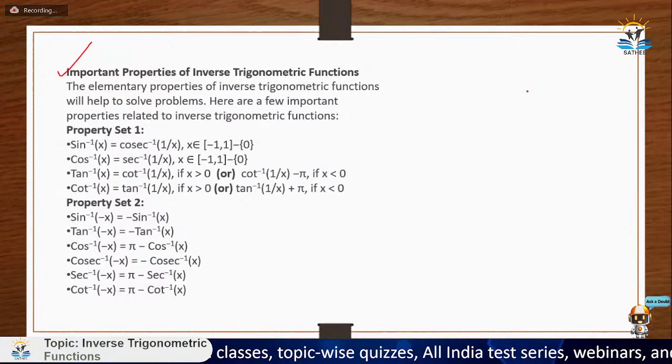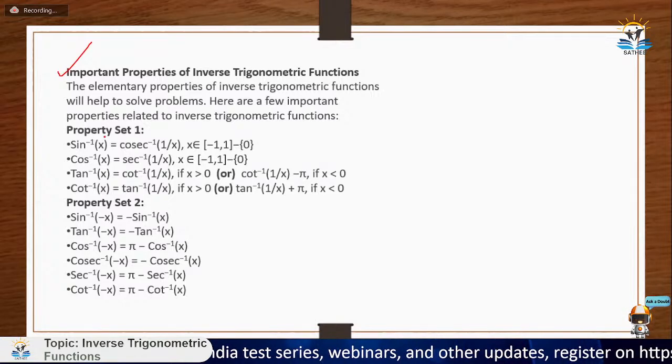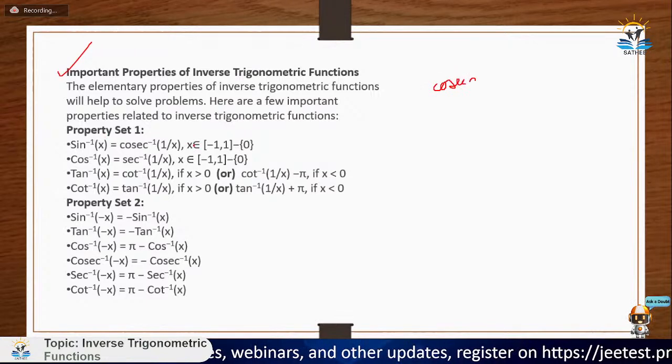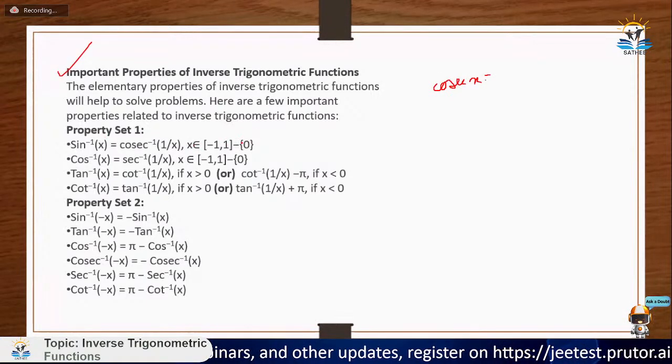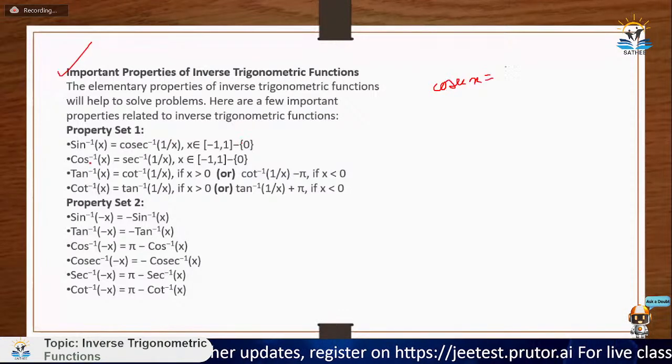Okay, so using that property, sine inverse x is equal to cosec inverse 1 by x. But 0 is not included, as I said, because including 0 will give you cosec inverse infinity, which is undefined. That's why 0 is not included. If you learn this property, you should also remember where these properties are valid. Otherwise, learning them will not give you any benefit.